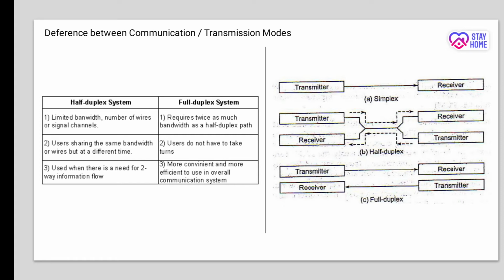But we can only send one signal at a time. But in the full duplex system, we can send from the first place to the second, and from the second to the first at the same time, because we have two directions.